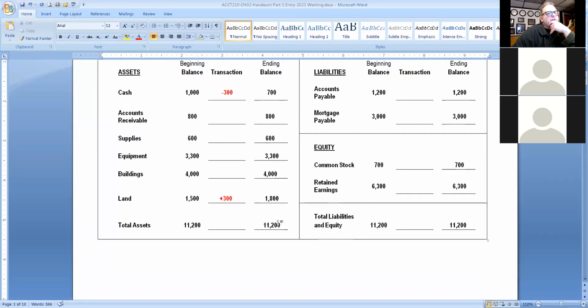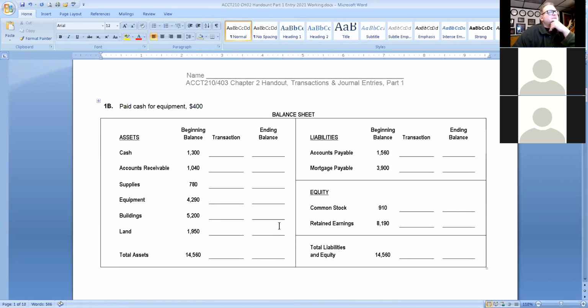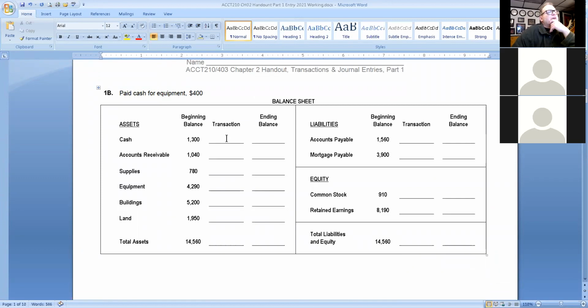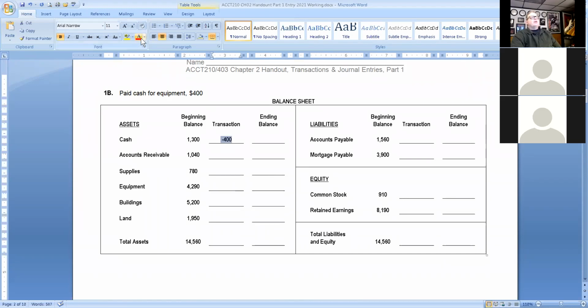You can scroll down now. Thank you. And this one's very similar to it. Paid cash for equipment. Well, it's kind of the same transaction. Your cash is going down, and your equipment is going up. Right?